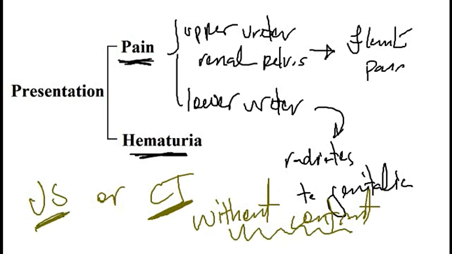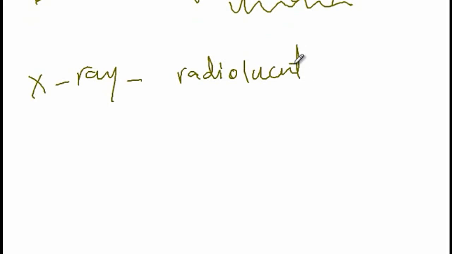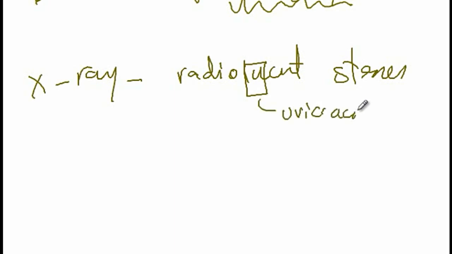X-ray is not really a good tool for detecting renal stones, and the reason for that is that X-ray can miss small stones, and also it cannot detect radiolucent stones, which is characteristic of uric acid stones. So the way you can memorize it is that uric acid stones are radiolucent and cannot be detected by an X-ray.